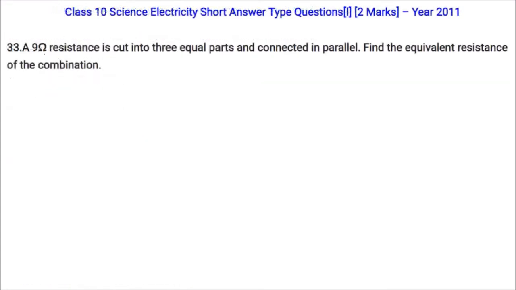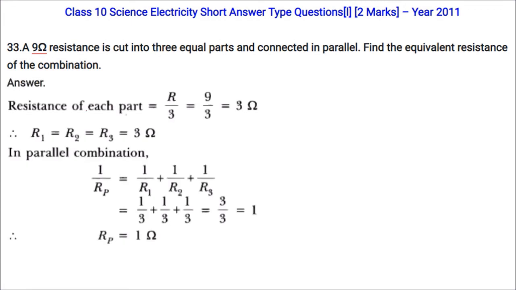A 9 ohm resistance is cut into 3 equal parts and connected in parallel. Find the equivalent resistance of the combination. So now we have a resistance cut into 3 parts. If it is 9, we divide it into 3. So the resistance of each part will be R by 3, that is 9 by 3, which is 3 ohm. So R1, R2, R3 will have the same resistance. Now they are in parallel, like this.